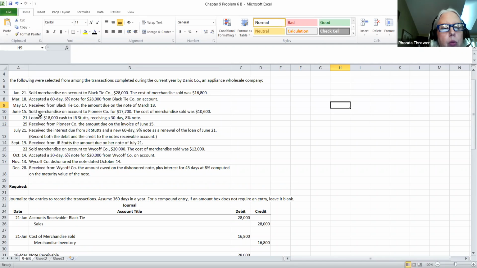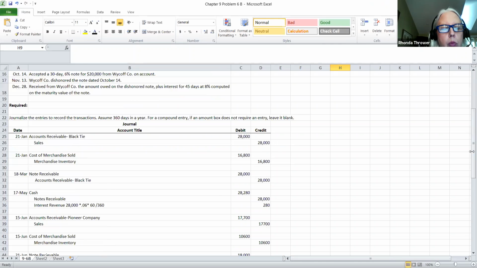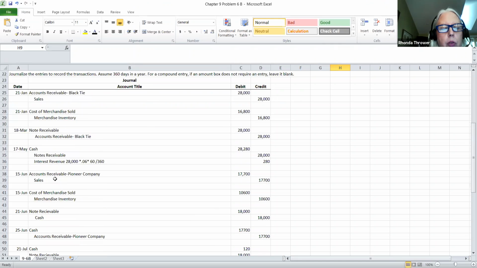So on June 15th, we made another sale. We sold on account to the Pioneer Company $17,700. The cost of the merchandise sold was $10,600. And that's very similar to the first transaction that we did. You will debit your accounts receivable, credit your sales for $17,700. That was a given sales amount. And then you'll update your merchandise inventory by debiting the cost of merchandise sold and crediting merchandise inventory for the given amount. So we can move on, I think, because those are just review entries.